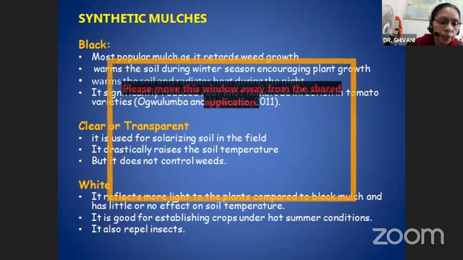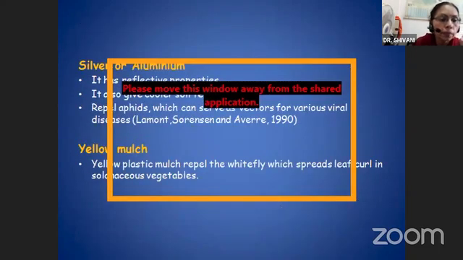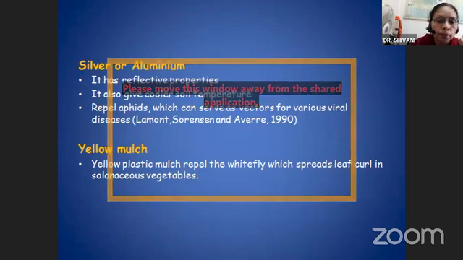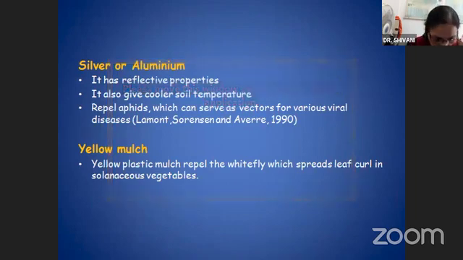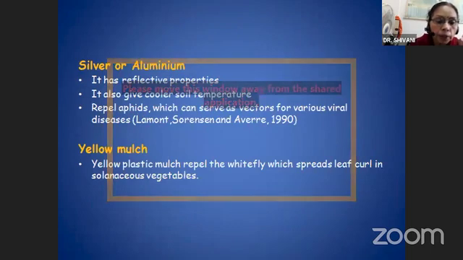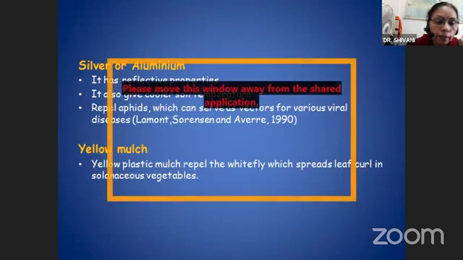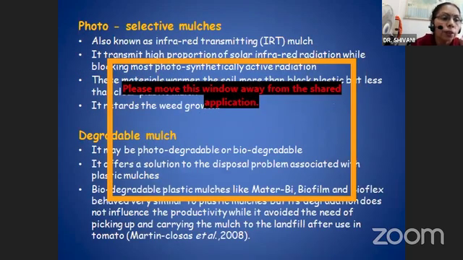And another one is white mulch. It reflects more light to the plant in comparison to black, and it is good for establishing crops under hot summer conditions, and it also repels insects. Another one, silver mulch. It also repels aphids, which can serve as vectors for various viral diseases. Then yellow plastic mulch repels the white fly, which spreads leaf curl in solanaceous vegetables. This white fly is very harmful for solanaceous vegetables.